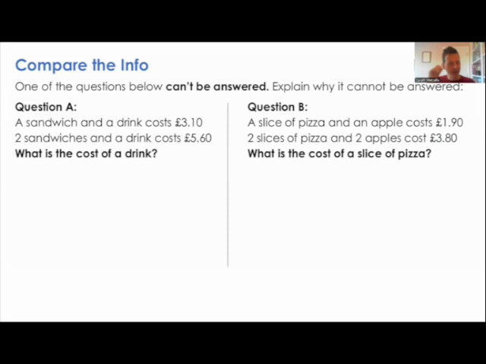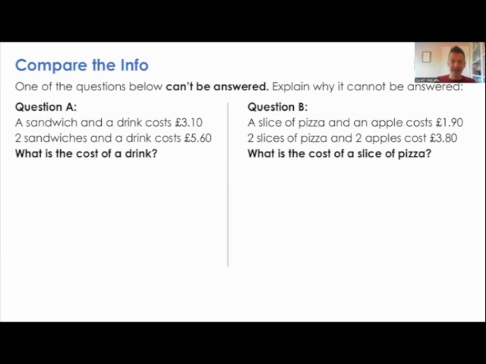Just one other example. This has been one of my favorites that links to one of the examples I've shared before. From the Compare the Info task for Year 5, a non-routine challenge. One of the questions below can't be answered. Explain why it cannot be answered. So the children look at question A. A sandwich and a drink costs £3.10. 2 sandwiches and a drink costs £5.60. What is the cost of a drink?